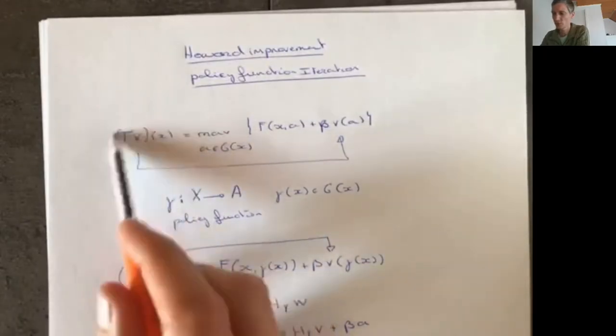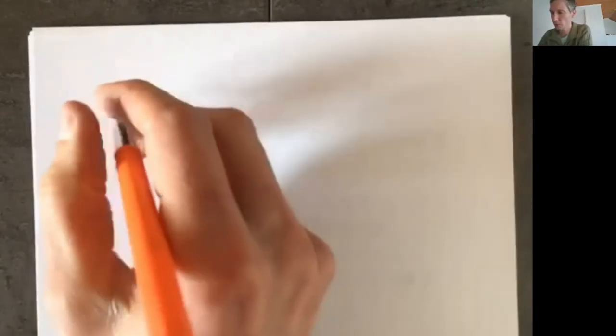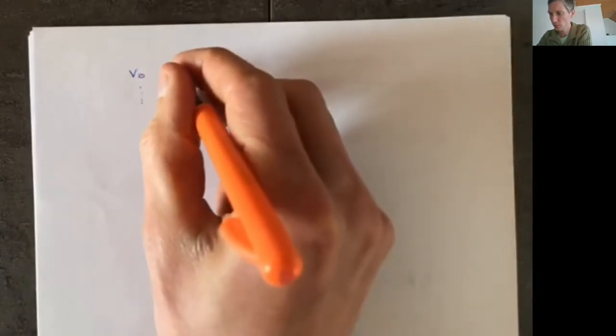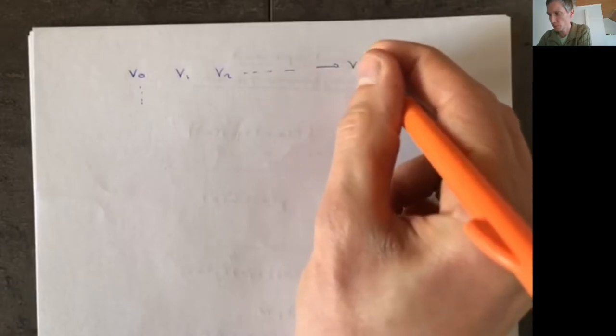So how does this help us to compute the fixed point of this Bellman equation? Well, for this we need a policy function iteration procedure. So the idea is the following: you start with the function v0, and then from this you compute the functions v1, v2, and so on, that will converge to the fixed point of the Bellman equation, v star. And how you do it is the following.